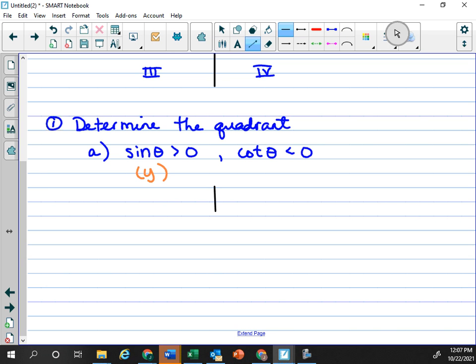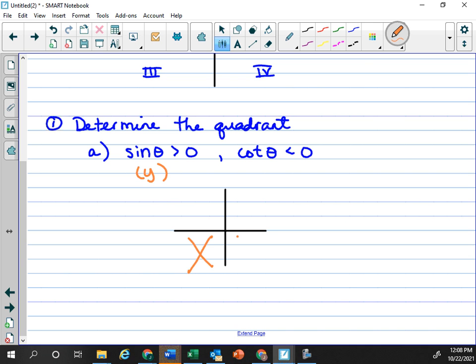So just make yourself a little sketch here. Think about your quadrants. Okay. I am telling you sine is greater than 0. That means I want to know where is y greater than 0. So which two quadrants have positive y values? 1 and 2. So we know this answer cannot be in the third or the fourth quadrant.